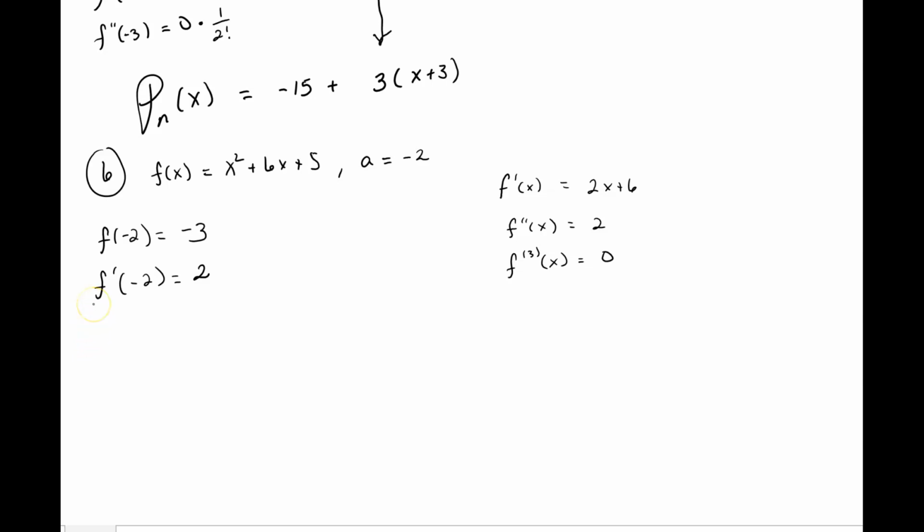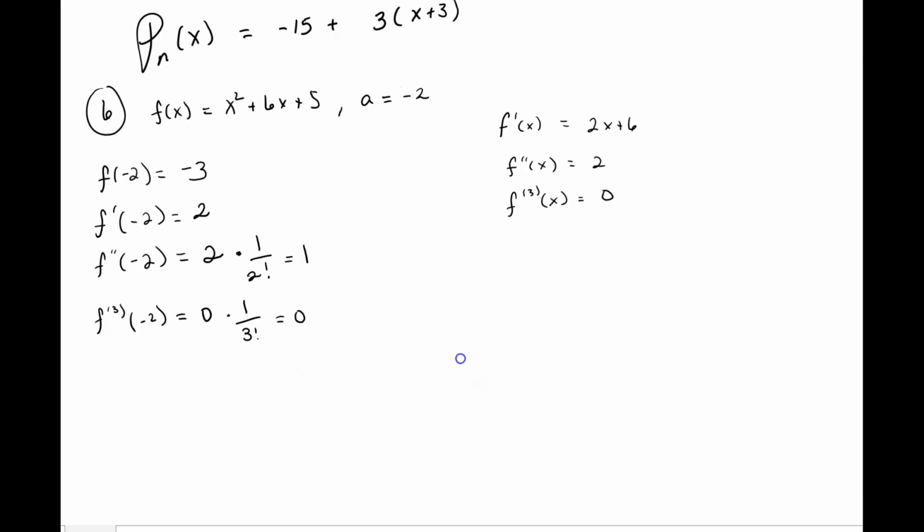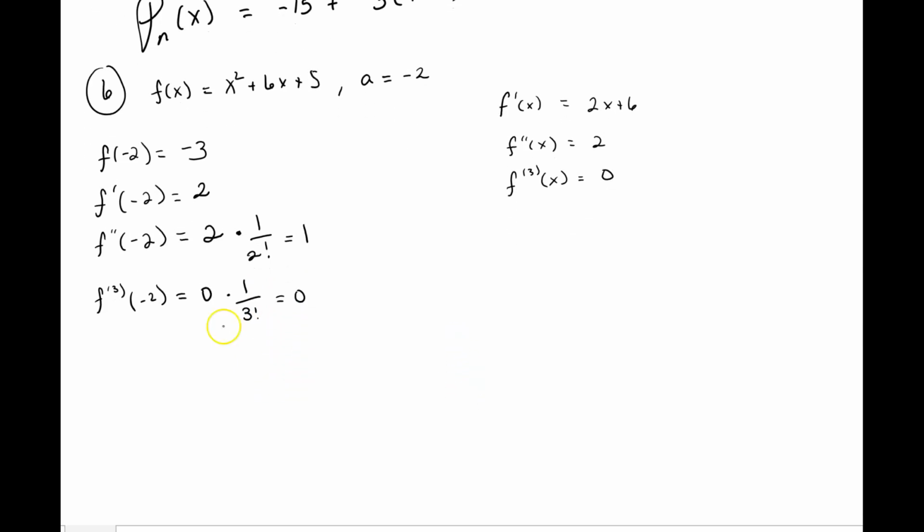And then we're going to check f double prime of negative 2. And what does that look like? Well, that's going to be just a 2, but then we have to multiply it by 1 over 2 factorial, which is going to give us a 1. Now the third order derivative at negative 2 is just 0. You again could multiply it by 1 over 3 factorial, but there's no need. It's just 0.